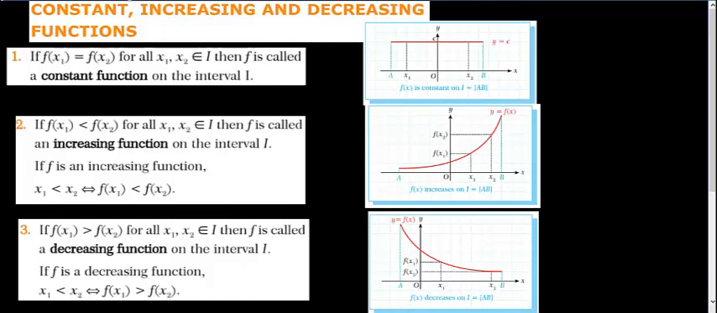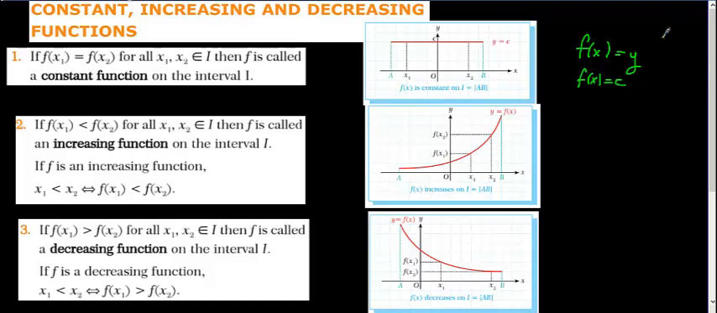Now we are going to study constant, increasing and decreasing functions. For the constant function, all the values always give the same y value. If f(x) is equal to y, here all the values, f(x) is equal to c.